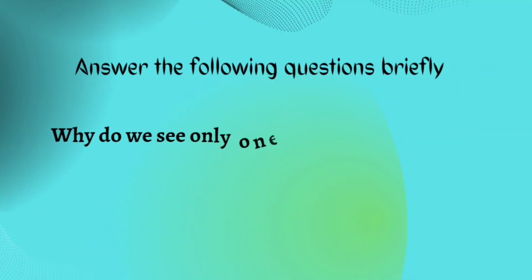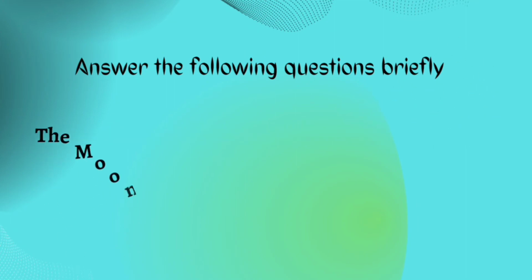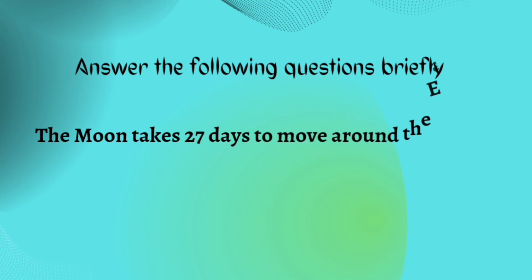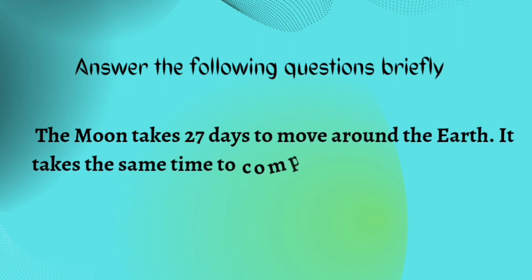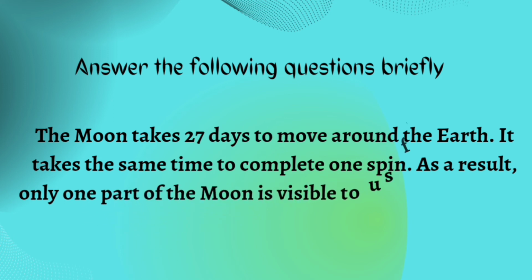Next question. Why do we see only one side of the moon always? We are seeing only one side of the moon because the moon takes 27 days to move around the Earth. It takes the same time to complete one spin. That is, the revolution period as well as the rotation period of the moon is the same. As a result, only one part of the moon is visible to us from the Earth, and we see the moon as keeping still.